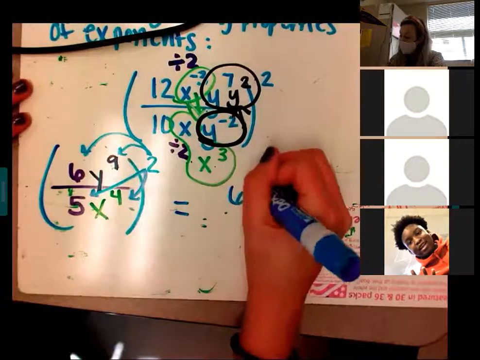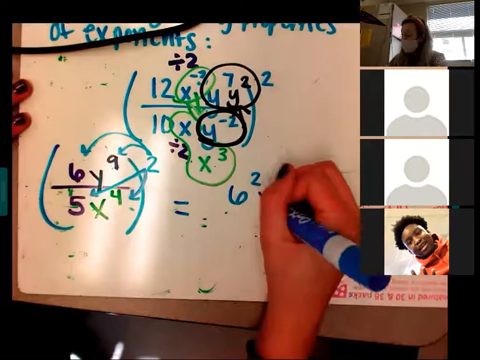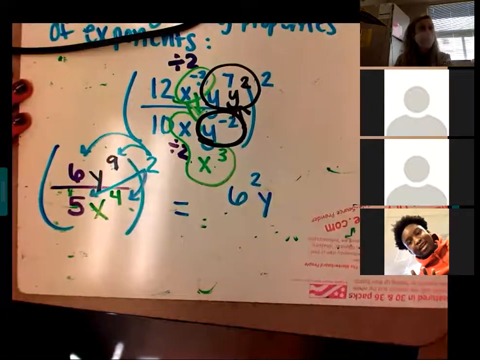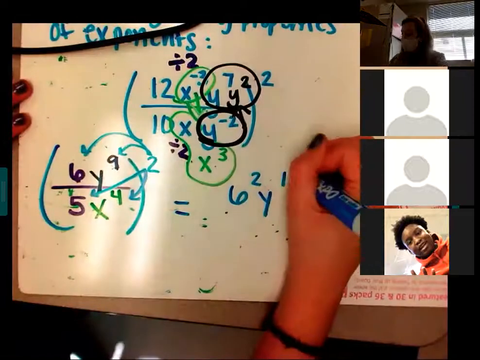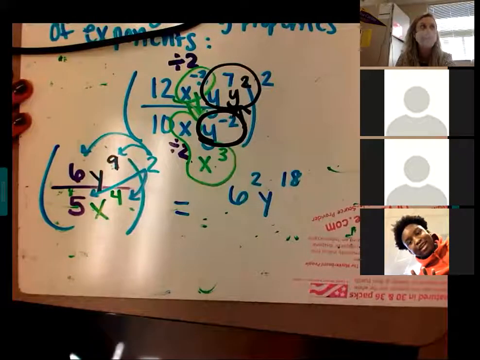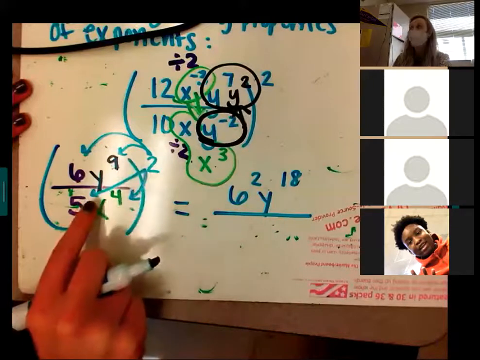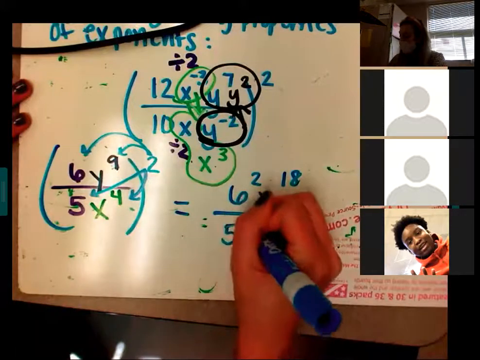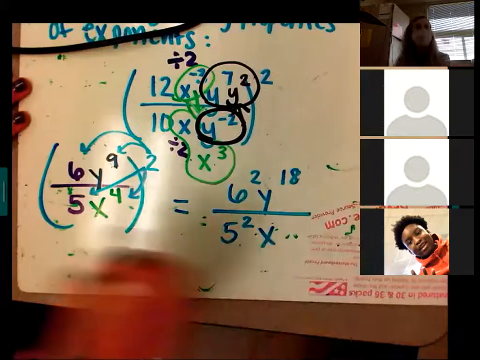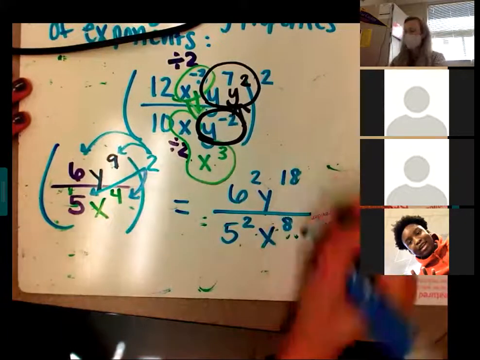Do y'all agree that's 6 squared? How many Y's do I have now? Good, Tay. 18. How'd you get 18? They're looking at me funny, so I'm making sure. 6 times 2. 9 times 2. We distributed. Good. Okay, look on the bottom. We got to take the 2 into the bottom as well. So now that's 5 squared. And how many X's do I have on the bottom? Somebody different. There we go.